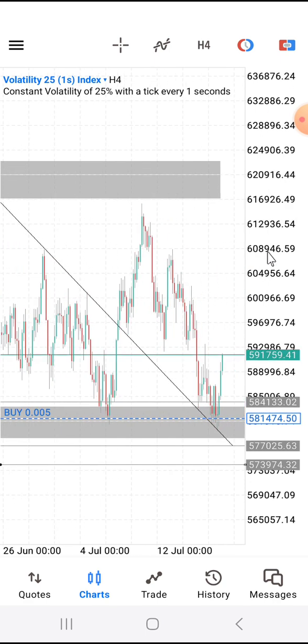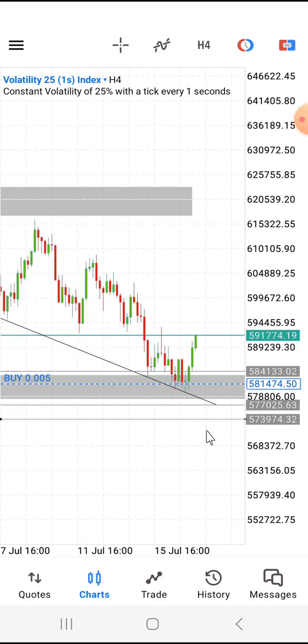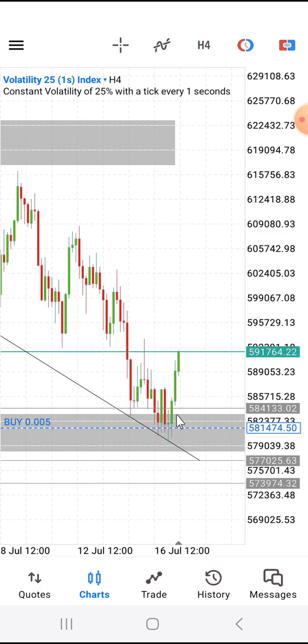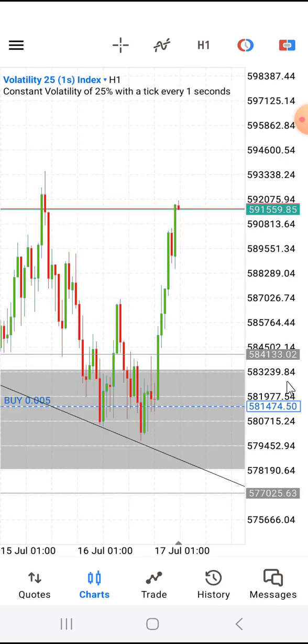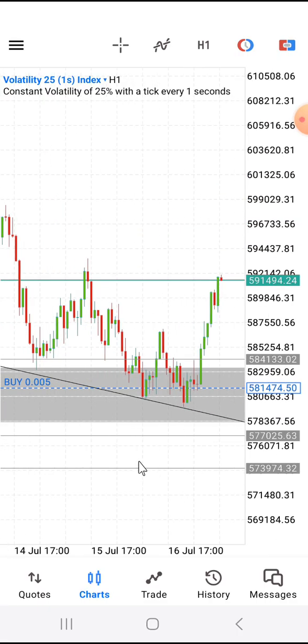Okay, good. So yesterday I spotted this buy. Price came into the demand zone, price was somewhere here. I spotted this buy, so what I did was I quickly entered the trade at this point, and then I waited for price. You see price going higher.